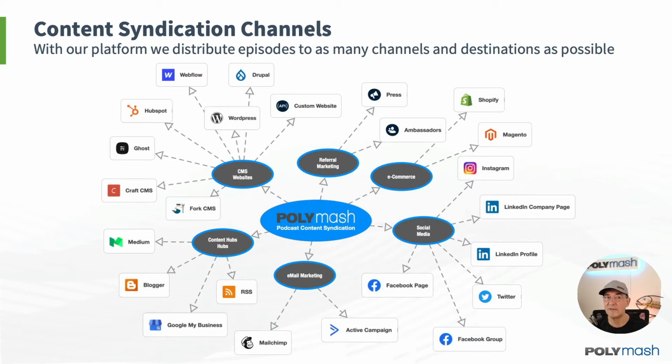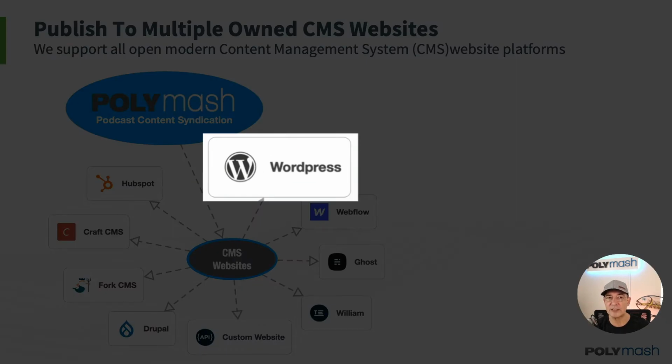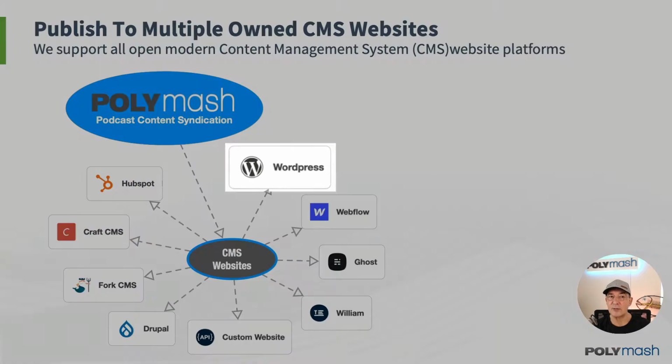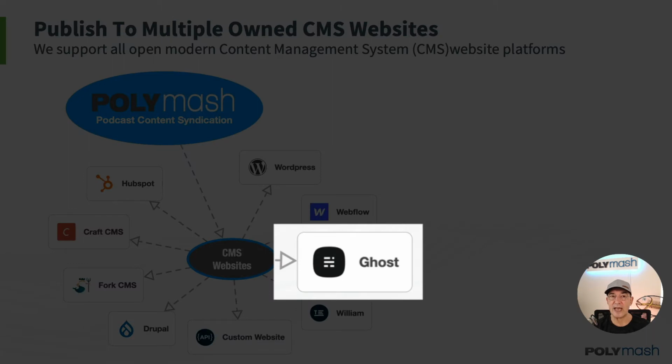So what we're trying to achieve in the end is to identify as many places as possible to syndicate your show notes articles to, kind of like what's already happening with your podcast audio. We support all the primary modern content management systems, or CMS-based websites. Of course, WordPress is one of the most popular ones, but we also support modern platforms like Webflow, for example. Ghost is an interesting platform because Ghost also has a newsletter and email syndication platform built in.